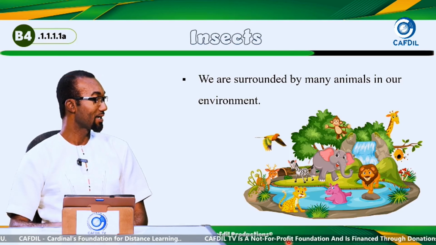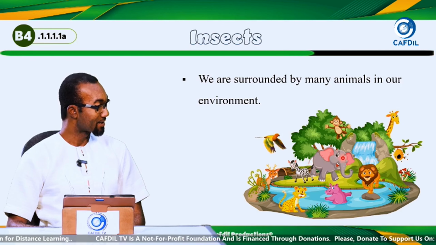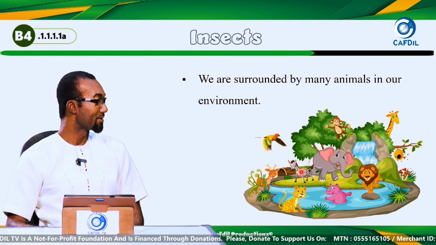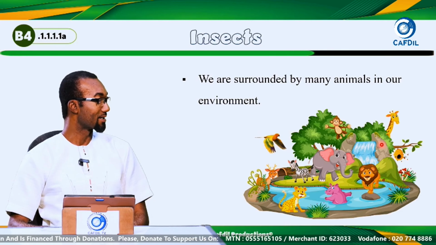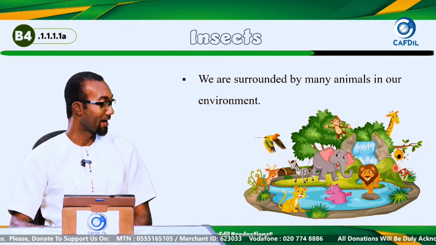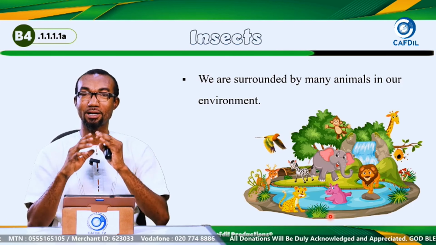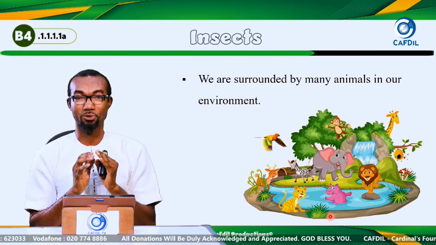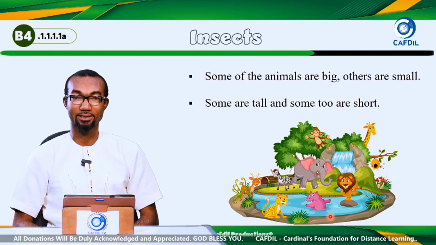Kids, we are surrounded by many animals in our environment. Let's look at this small image here as our environment. You can see a zebra here, a bird here, the monkey here, a giraffe here. You can also see some bees here, I can see some beehive here, a lion here, and the hippo in the water. We are surrounded by many animals in our environment. And today we are going to talk about a group of these animals known as insects.